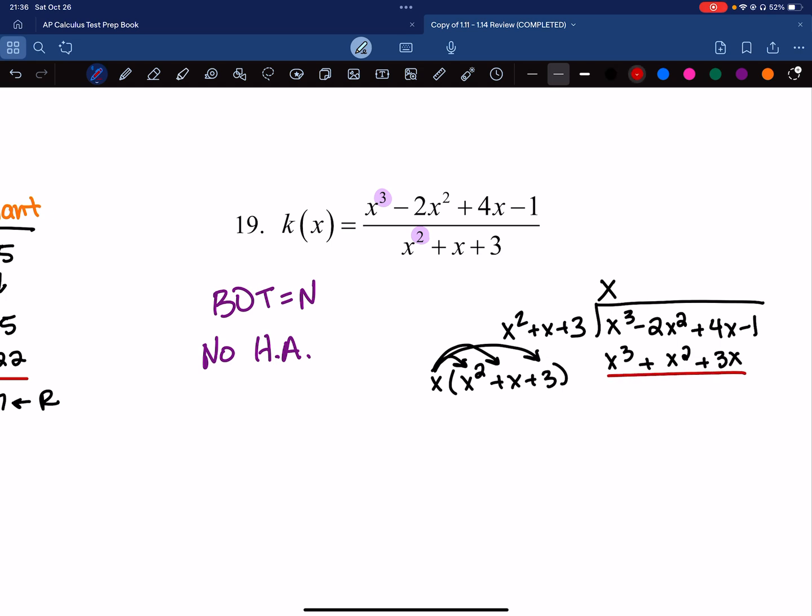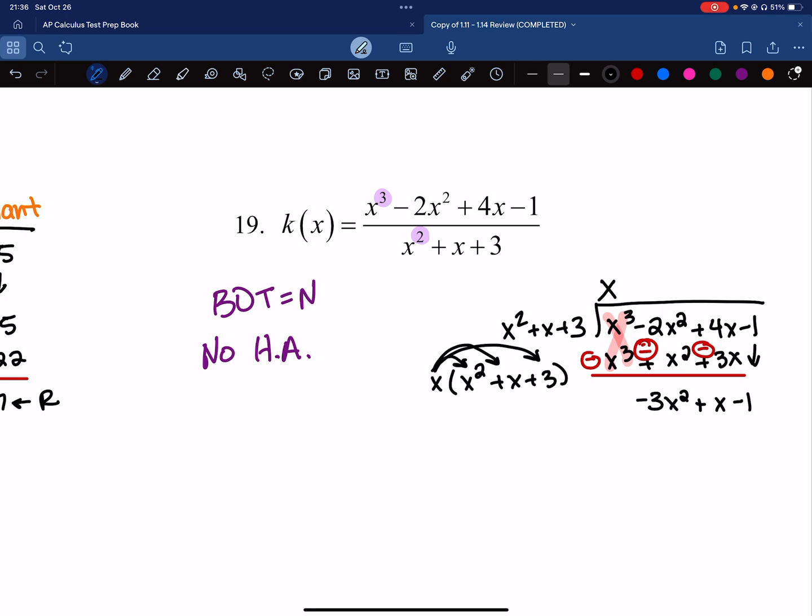From here, draw the line, change all the signs. X cubed minus x cubed cancels. Negative 2x squared minus x squared is a negative 3x squared. 4x minus 3x is a positive x. And then we drop down the negative 1.